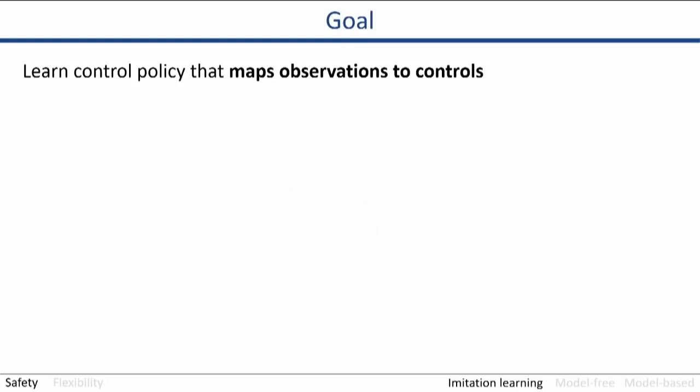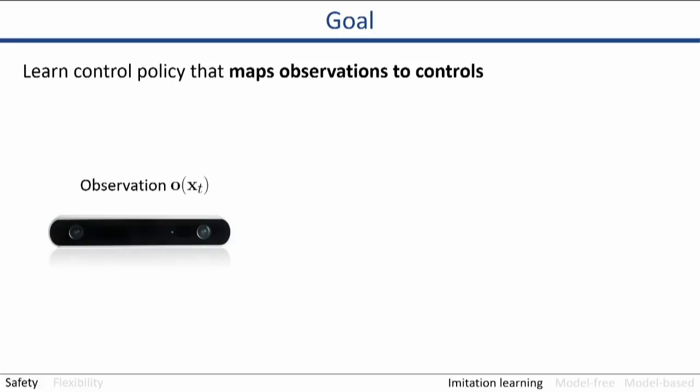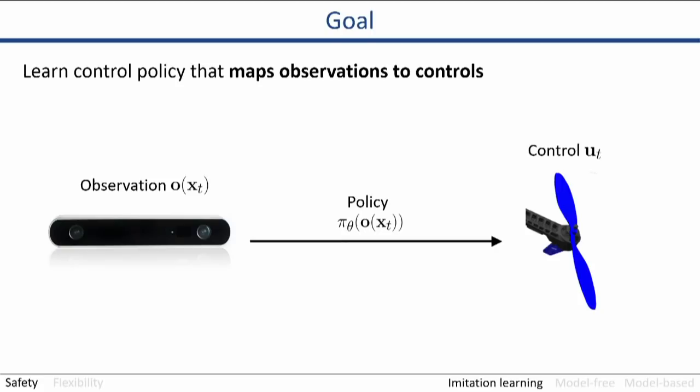As a brief overview, I'll skim quickly through this. Our goal is to learn a control policy that maps observations to controls. Our observation might be some onboard camera image, and we want to learn a policy pi theta that takes as input this observation and outputs a control U. Maybe this is the rotor speed of your flying quadrotor. And we're going to parameterize the policy as a neural network. That's imitation learning in a nutshell.